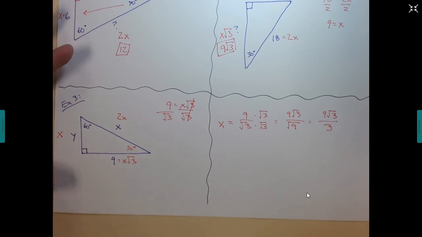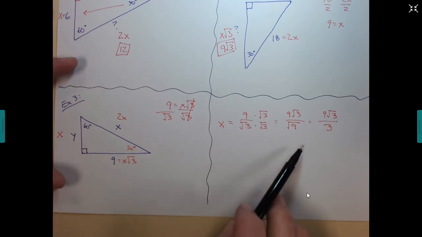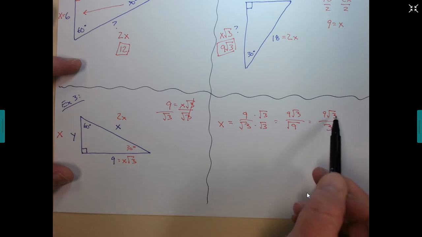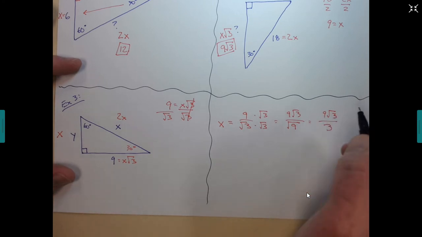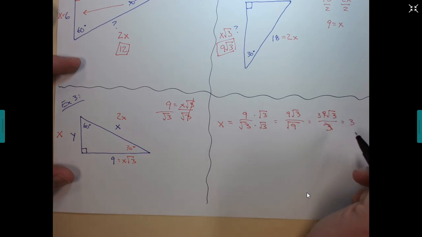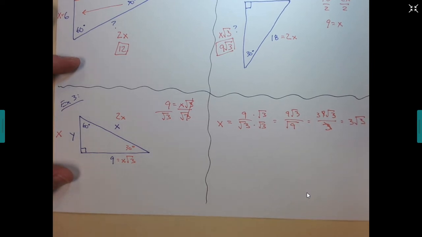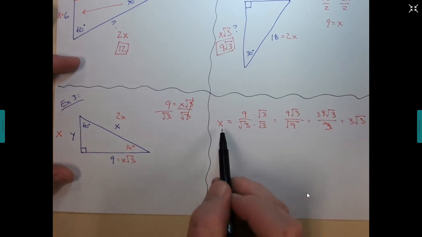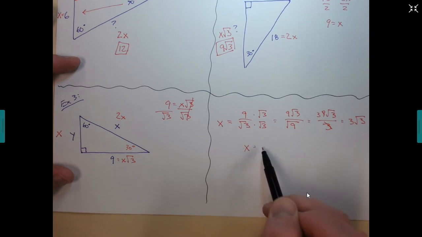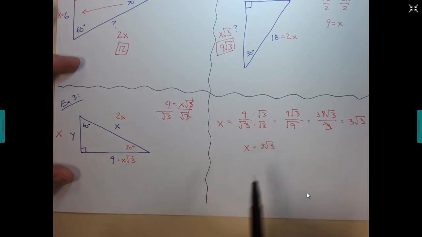Then you just got to see, will this reduce? It won't reduce every time, but here, the 3 can't go into the square root of 3, but the 3 can go into the 9. That leaves me with 3 into 9. Leaves me with 3, and then I still have the square root of 3. Now remember, that's what x is. X is 3 times the square root of 3.